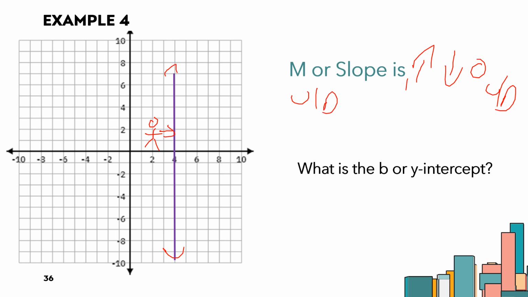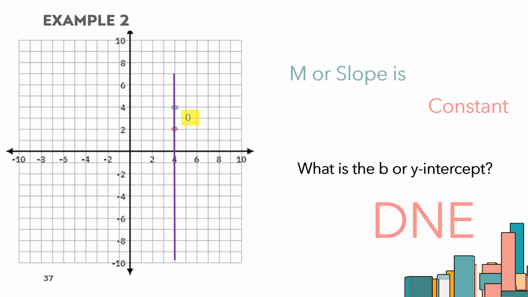Now, where's the b-intercept? So let's go to the y-axis. I'm drawing, using my little pen here, going all the way down. It doesn't touch it. It's parallel. This line, this graph, this relation, this undefined relation is parallel to my y-axis. So what does that mean? My b or y-intercept does not exist.